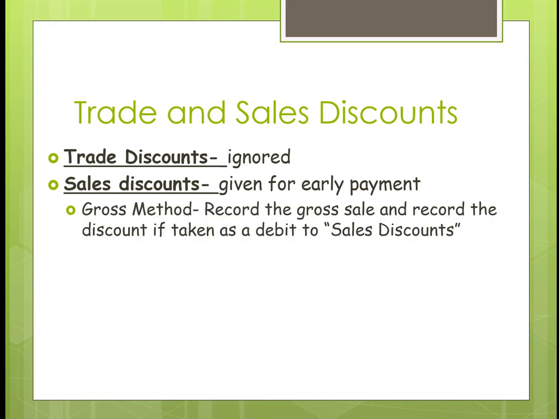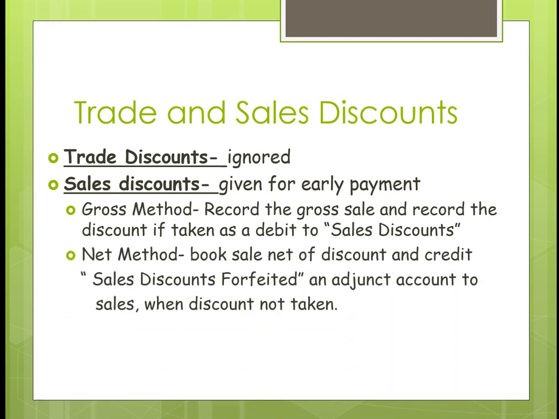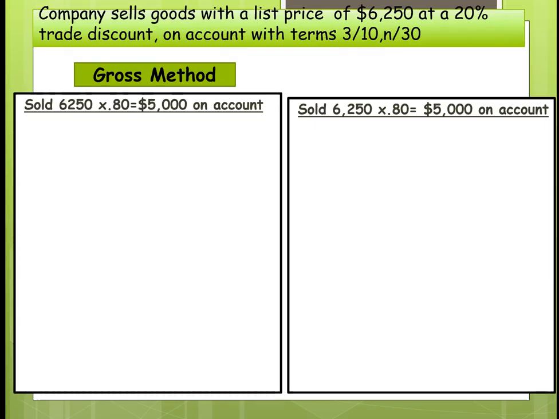We have the gross method. We record the gross sale and record the discount if taken as a debit to sales discounts. We also have the net method. We book the net amount and then credit sales discount forfeited and add it to sales when the discount is not taken. So let's look at an example.